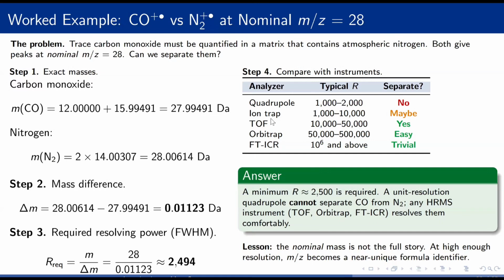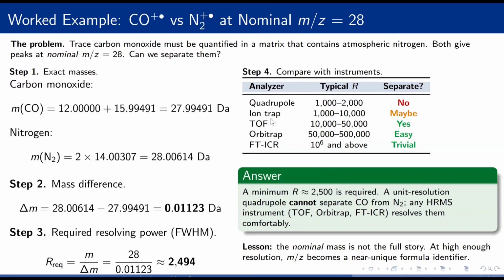An ion trap might do it on a good day with careful optimization, but a TOF, Orbitrap, or FTICR easily resolves it. The practical consequence is that if you need to measure CO in air at trace levels, you cannot use a cheap quadrupole GCMS. You need a high-resolution analyzer. This is one of the reasons continuous emissions monitoring in the power industry uses high-resolution instruments.